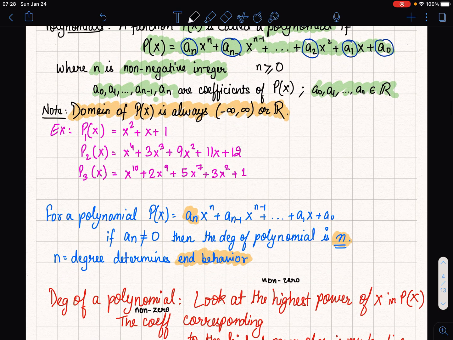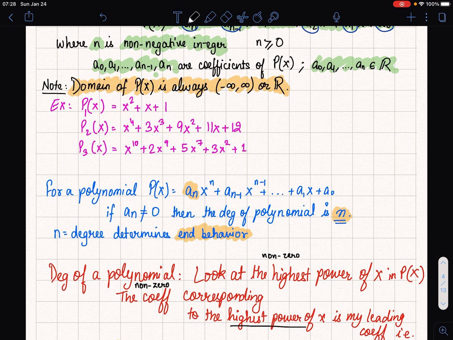Let's come to these three examples and find out their leading coefficients and the degree of the polynomial. The first one is clearly a polynomial of degree 2 and the leading coefficient is 1. The second one is of degree 4 and the leading coefficient is again 1. The third one is again degree 10 while the leading coefficient is again 1.